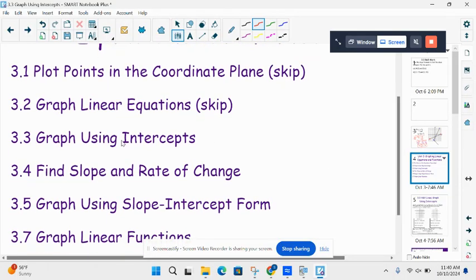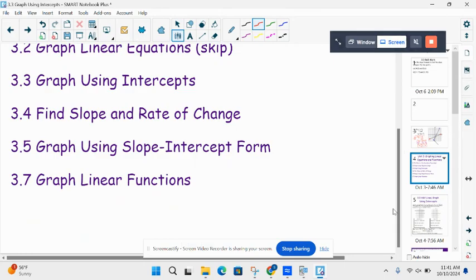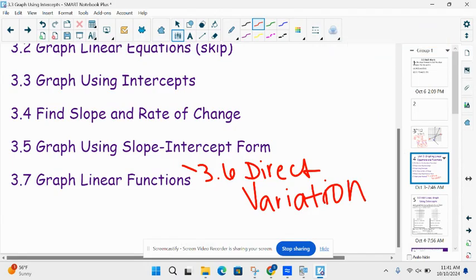Today we're going to learn about vertical and horizontal lines, and then next week we're going to continue 3.3, which is graphing using intercepts. And then we'll learn how to find the slope and rate of change of a line, graph in slope-intercept form, like what we did in our bell work, but also word problems. We do 3.6, which is direct variation, which is usually a pretty easy lesson. And then for 3.7, it's graphing linear functions, specifically like word problems.